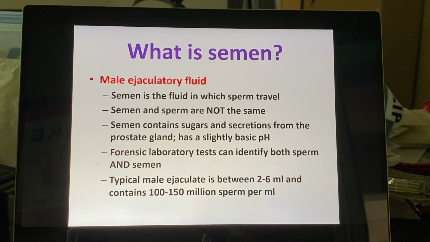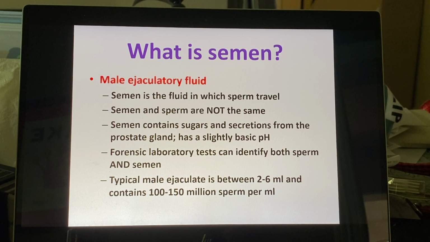The chemical composition of semen is that it contains sugars, which are basically there for the sperm to use for metabolism, so it can be able to swim on its incredibly long journey, if you think of it in terms of a molecular level. There are also secretions from the prostate gland, and semen has a slightly basic pH. The reason for that is the vaginal environment actually has a slightly acidic pH, and so when semen hits the vaginal environment, it neutralizes the acid, and that is a much more hospitable environment for sperm to begin their journey. Okay, so that's kind of the reason for that.